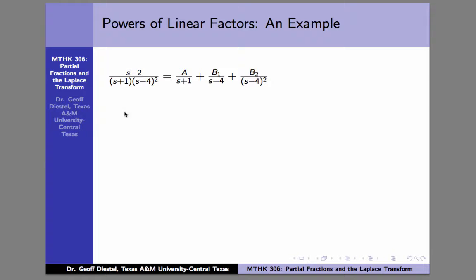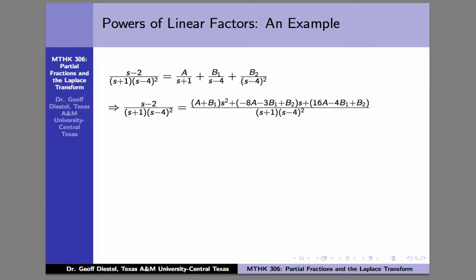So here's an example where we have two linear factors in the denominator, but one of them is squared, so we have to get three terms. And each of them has a different constant in the numerator, and then the s plus 1 only occurs once, so we just have one term there. The s minus 4 appears twice, so we have it to the first power in one term, and then to the second power in the next term.